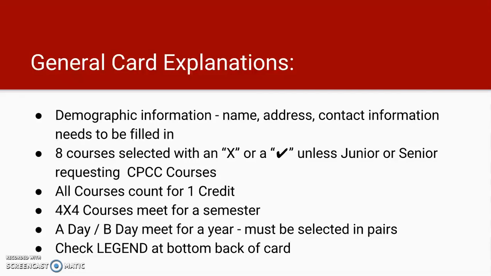Also, on the back side of the card, there is a legend for the various symbols you see listed beside courses. Please refer to the symbols so that you'll know when you must have completed a prerequisite before signing up for a course. That means that you must have completed a prior course or level before taking the specific course.